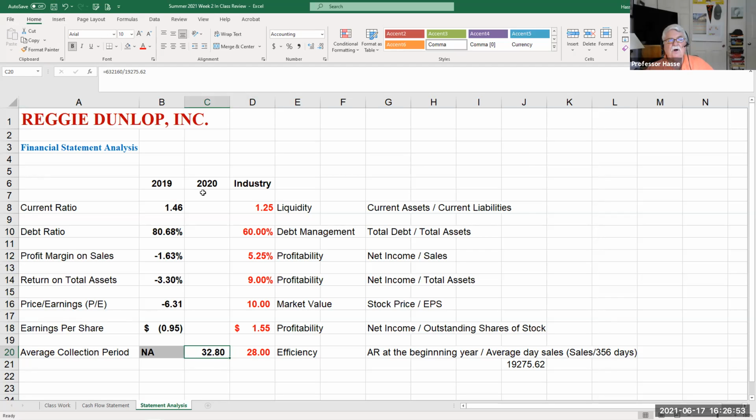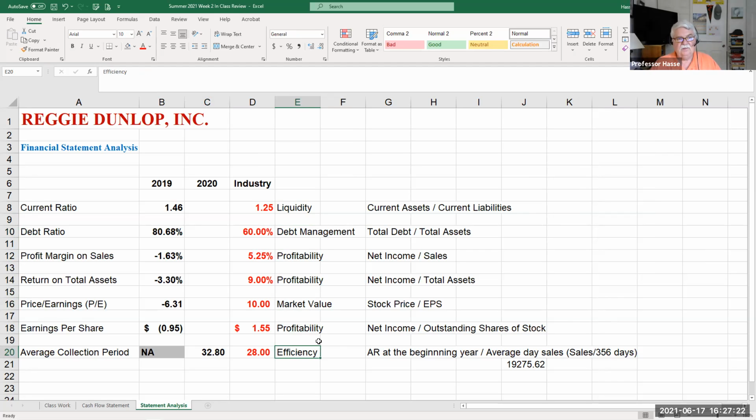So these are all key indicators that you need to be aware of about a company. Not only how to calculate them and where to find them in the financial statements, but also what they mean. Liquidity, debt management, profitability, market value, efficiency. These all tell us specific things about how the company is being run.